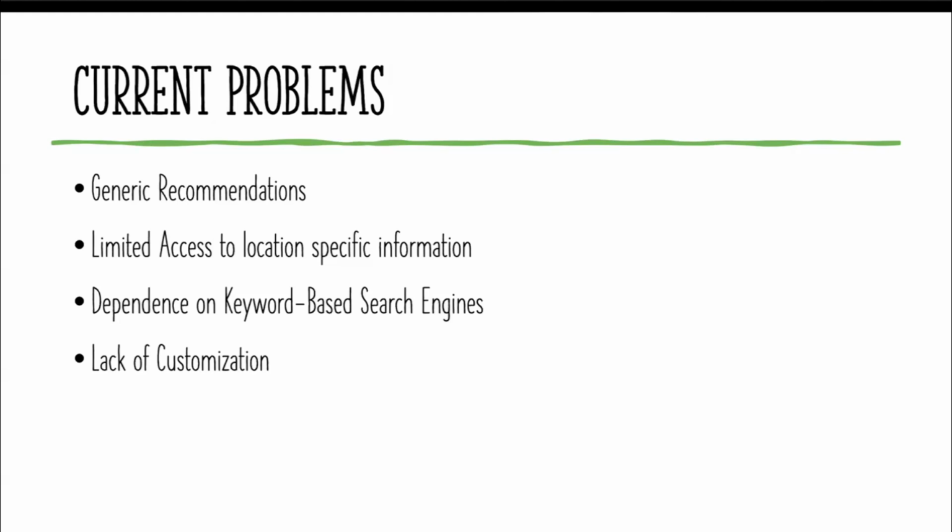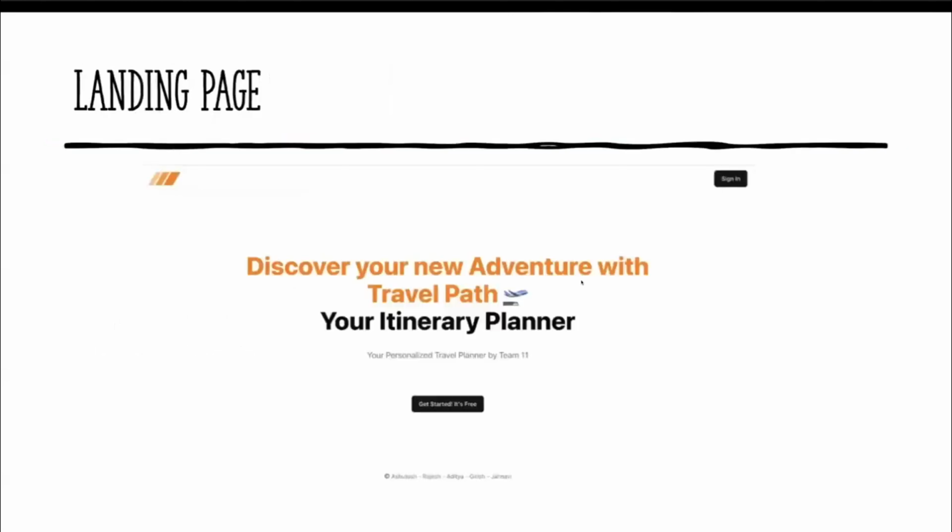So to solve this problem, we came up with our application, the itinerary planner. We call it Travel Path. Basically, we ask for some user preferences like location, number of days, number of people, the mode of transportation, and based on their preferences, we generate a detailed itinerary. So Rajesh, next slide, please.